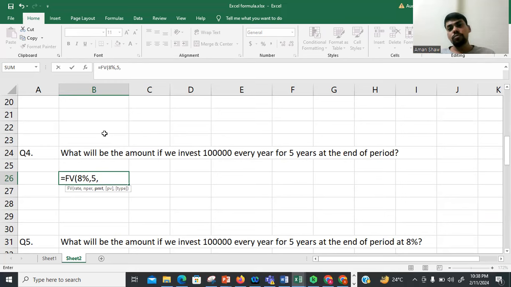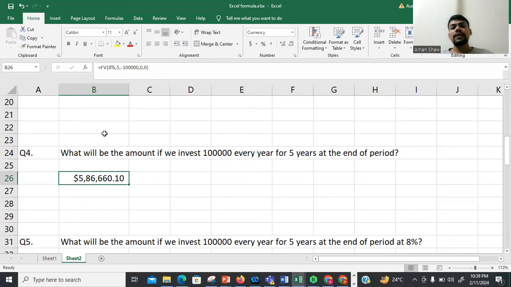What is the PMT? Will I use the PMT function? Yes, because I am doing something with a yearly period. So here the payment is 1 lakh, 5 times. For present value, as I told you, suppose I deposit, apart from the 1 lakh yearly investments, 5 lakh rupees or 1 lakh rupees at the beginning of the year, then I would put a value. Since the question is not asking about that, I will not put any value here, and PV will be 0. And again, it is always by default the end of the period.